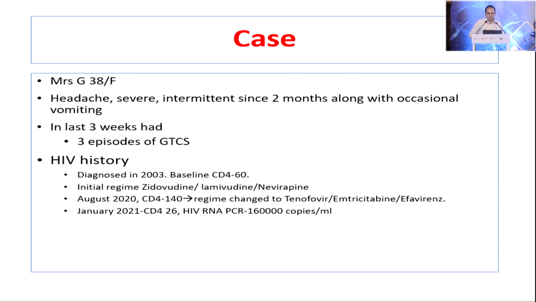She was diagnosed in 2003, and the baseline CD4 in 2003 was 60. The initial regimen was zidovudine, lamivudine, and nevirapine. In August 2020, she probably had a failure, and she was shifted to tenofovir, emtricitabine, efavirenz. Probably that was not a great choice at that point. Again in January 2021, when she presented 2 months before presentation to us, her CD4 was 26 and HIV viral load was 1,60,000 copies per ml.